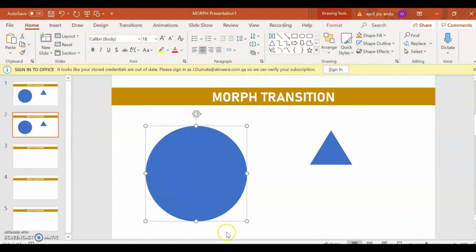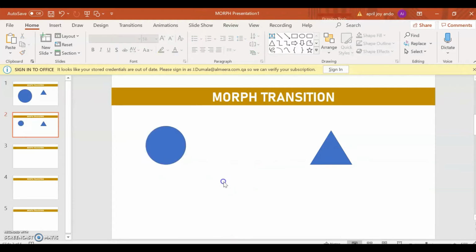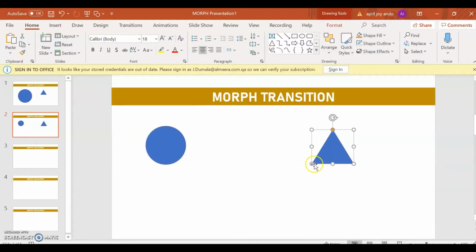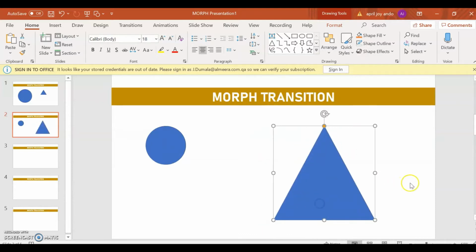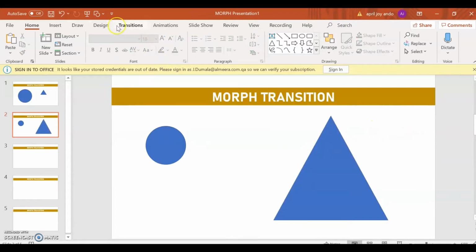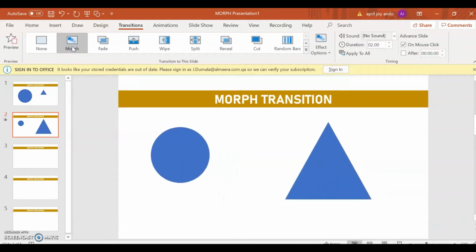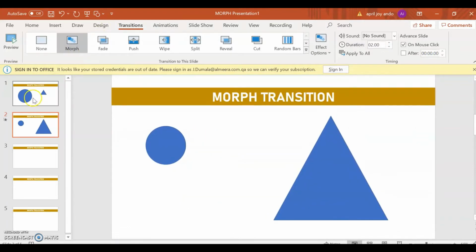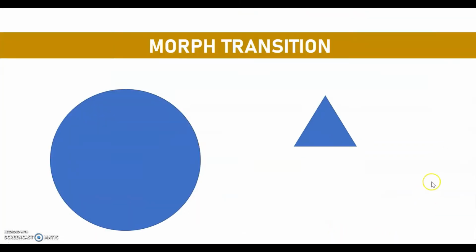So now we will adjust its size. Let's reduce it. Okay. And then this one, we will make it bigger. And then we will go to Transitions and then click on the Morph. Okay. Let's now go to the first slide and go to the presentation of the slideshow.